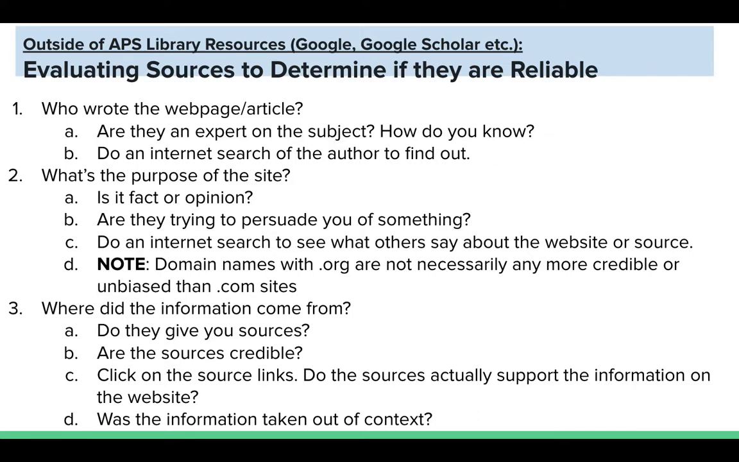Do an internet search to see what others say about the website or source. And note, domain names with .org are not necessarily any more credible or unbiased than .com sites. So be careful. Where did the information come from? Do they give sources? Do those sources seem credible? Click on the source links. Do the sources actually support the information on the website? And was the information taken out of context? So be sure, as you're evaluating whether this is scholarly or peer-reviewed, that you ask yourself these questions.